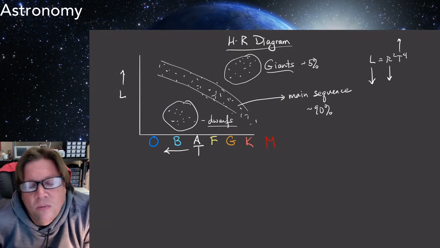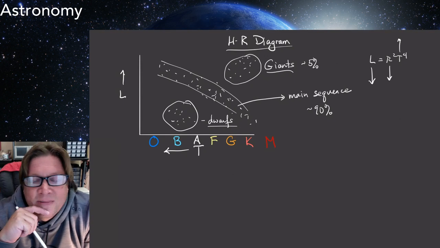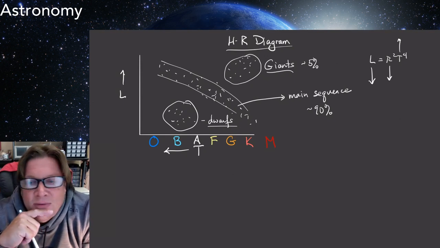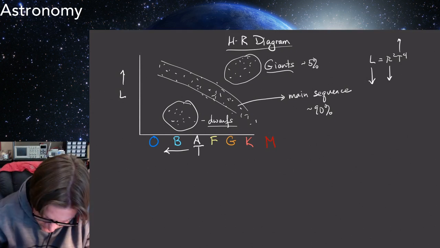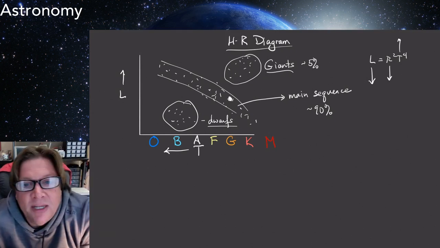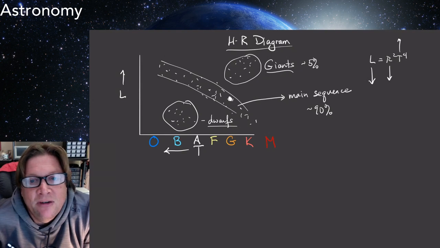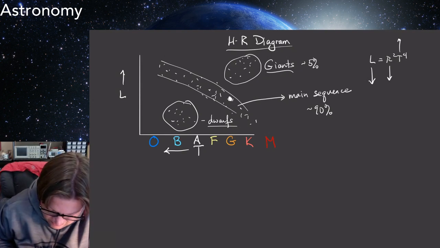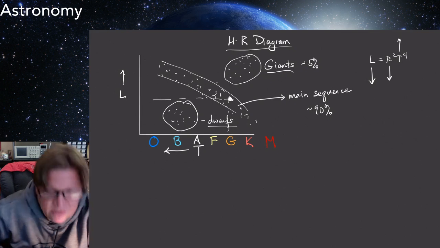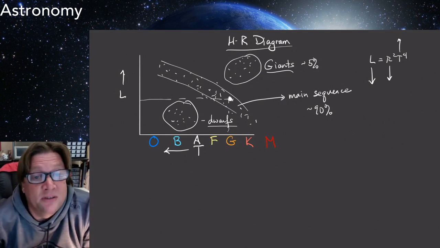And when you first see this diagram, it's a little bit of a puzzle. Most stars, the sun, for example, is right there in the middle of the main sequence. It's a G-type star, and its temperature and its luminosity pretty much correlate with all the other stars, lies right in that band.